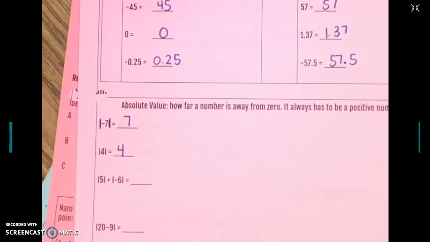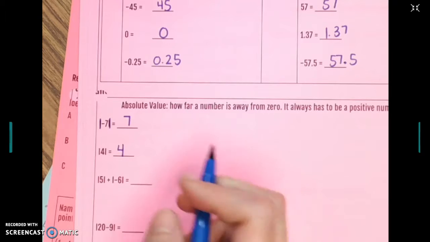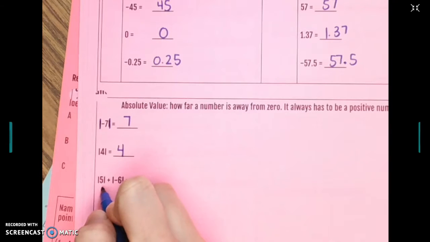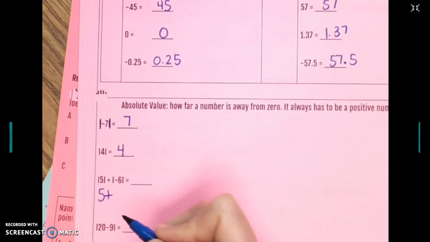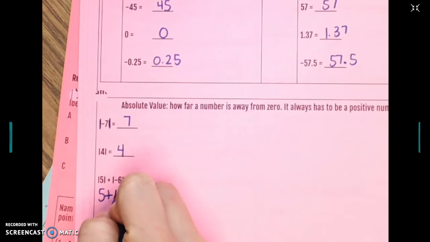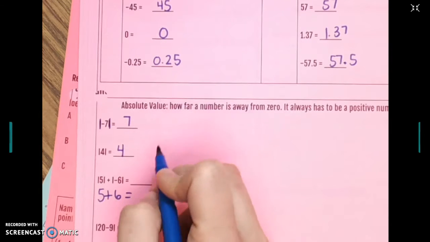Okay, now we're going to be doing some addition and subtraction down here. So, absolute value is 5. That means how far away is 5 from 0? It's 5. Plus the absolute value of negative 6. Negative 6 is 6 spots away, so 5 plus 6 is 11.